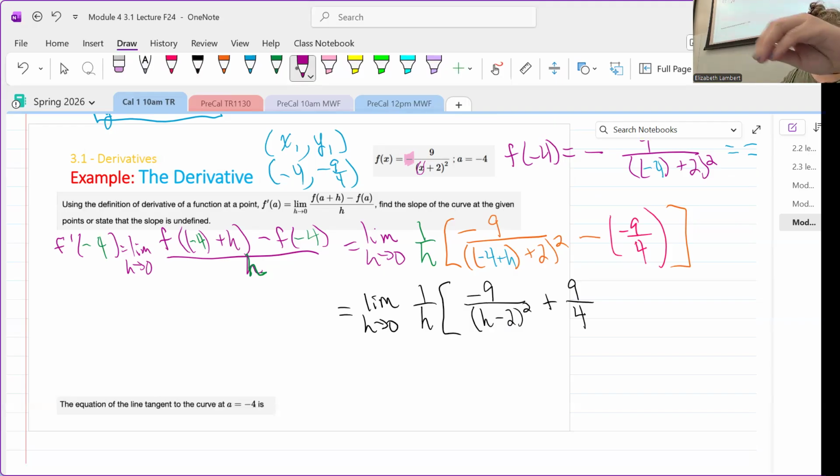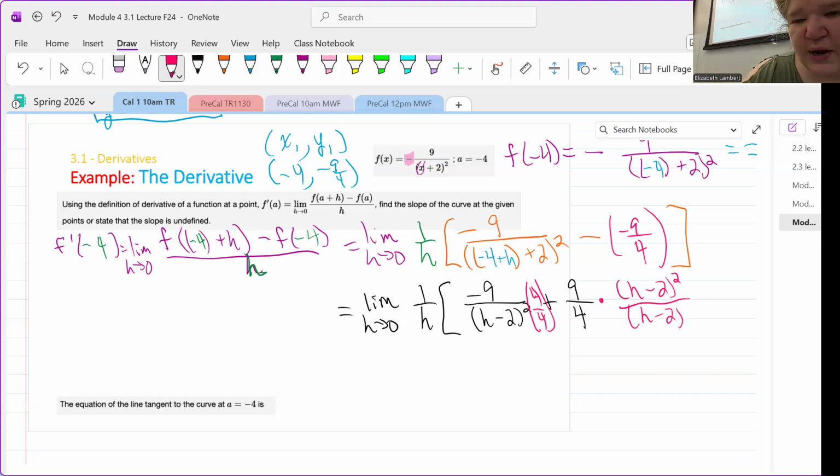So I have two fractions. I need to combine these fractions together. That means I need a common denominator. So we've got two different denominators here. Whatever is missing is what we're going to include. So for our front fraction, I'm going to multiply by 4 over 4. And for our other fraction, the 9/4, I'm going to multiply by h minus 2 squared over h minus 2 squared.